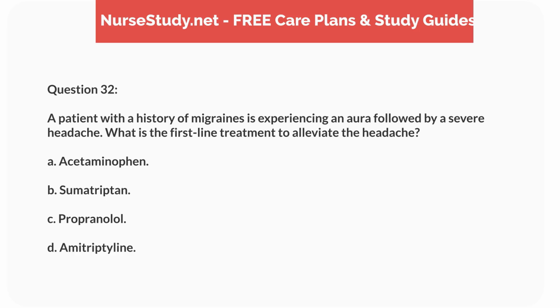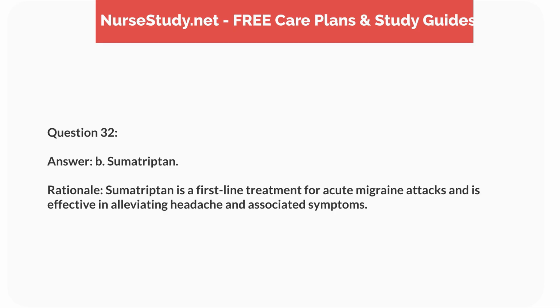Question 32. A patient with a history of migraines is experiencing an aura followed by a severe headache. What is the first-line treatment to alleviate the headache? A. Acetaminophen. B. Sumatriptan. C. Propranolol. D. Amitriptyline. Answer: B. Sumatriptan. Rationale: sumatriptan is a first-line treatment for acute migraine attacks and is effective in alleviating headache and associated symptoms.